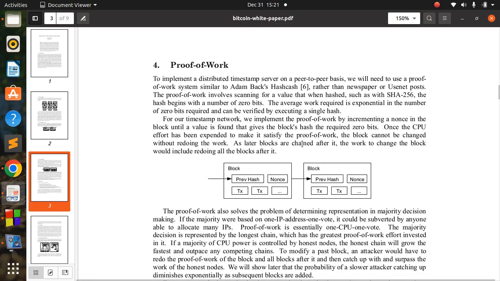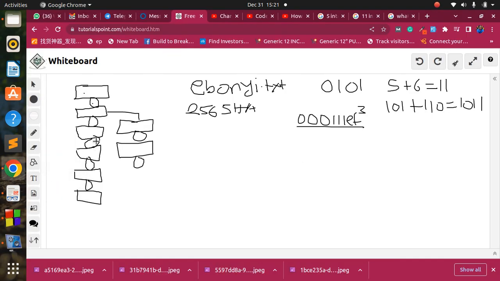Now, once the CPU effort has been expended to make it satisfy the proof of work, the block cannot be changed without redoing the work. As later blocks are chained after it, the work to change the block would include redoing all the blocks after it. So if you want to redo a particular block, for you to redo this work, you have to redo all the subsequent blocks of transactions.